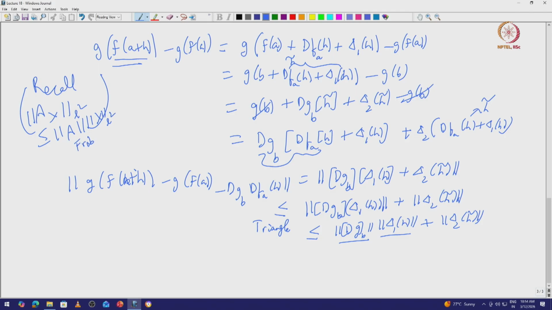What is the Frobenius norm again? The Frobenius norm is simply taking the mod square of each entry of the matrix, adding all of them up and taking the square root. Okay, this follows from the Cauchy-Schwarz inequality. Right. Okay, so let's keep this in mind.